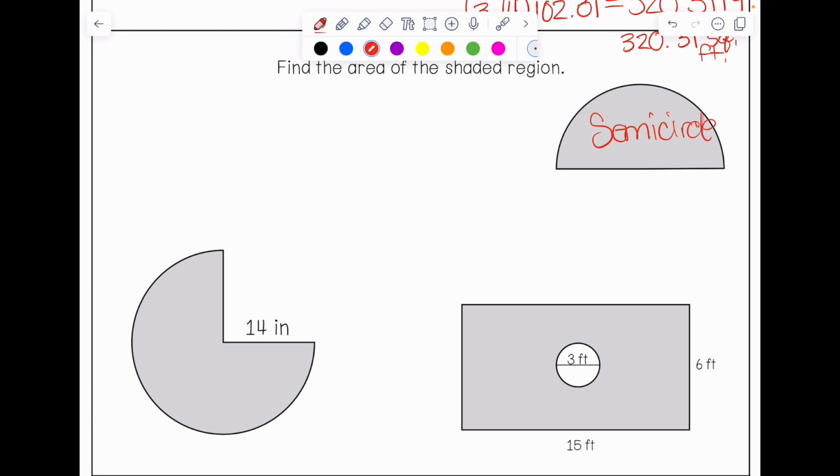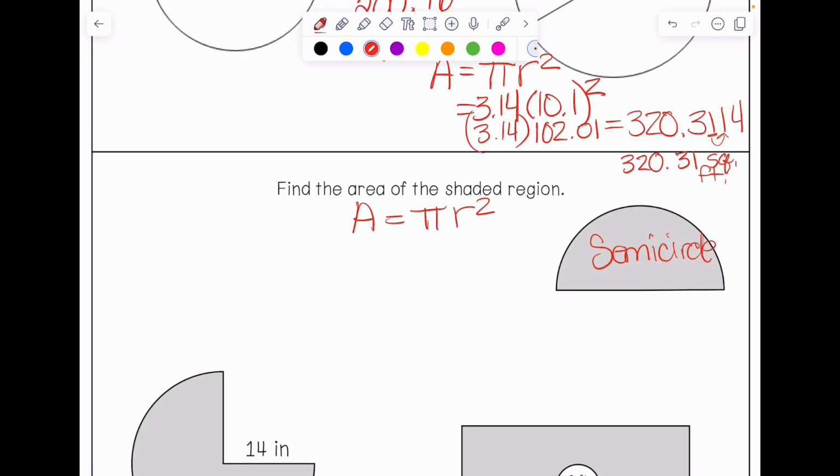And just like when we did perimeter, a semicircle is half of a circle. So if I wanted to find the area of that shaded region, I'm going to use my formula. We have a diameter of 12 inches. So if I have a diameter of 12 inches, I need my radius first. So the radius is 6.